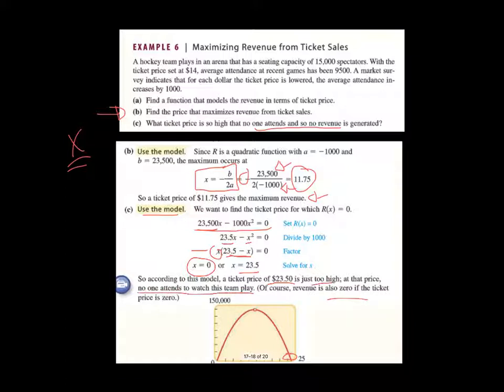And of course, if the ticket price is 0, then you're not selling anything, so no one's going to attend. Or maybe you would max out if you were giving tickets away, really, think about it. But the realistic version is just the value over there.